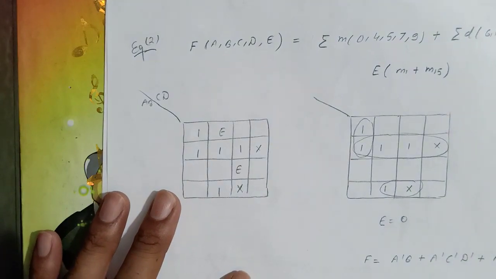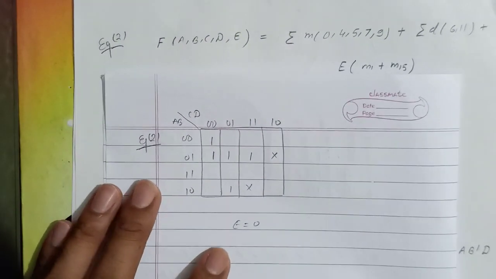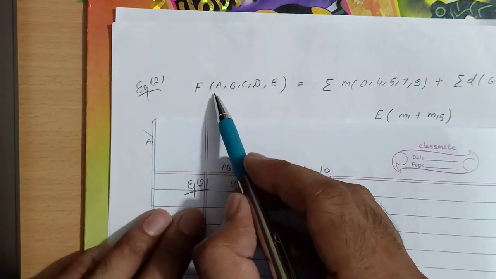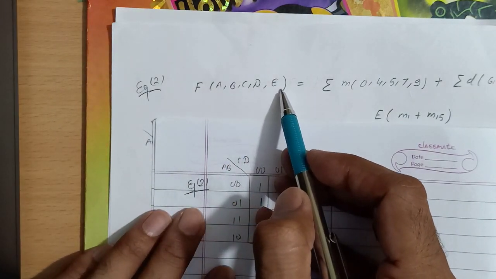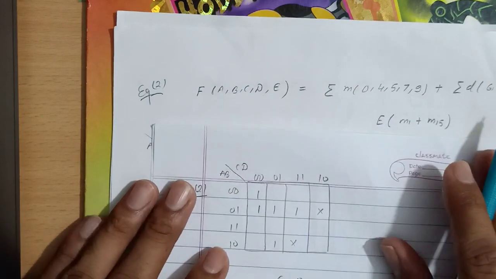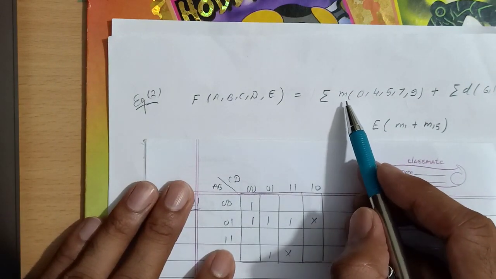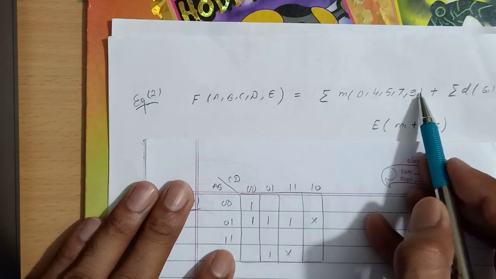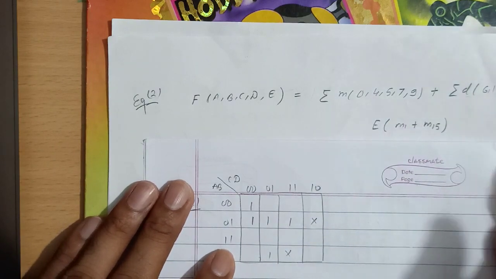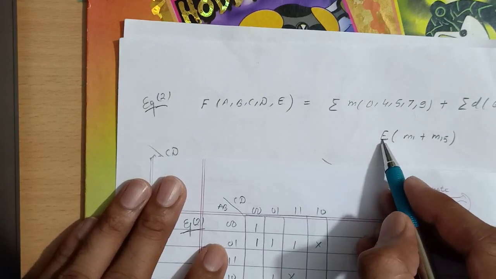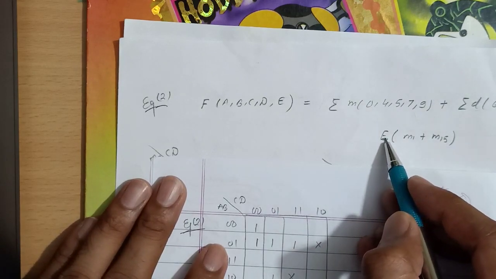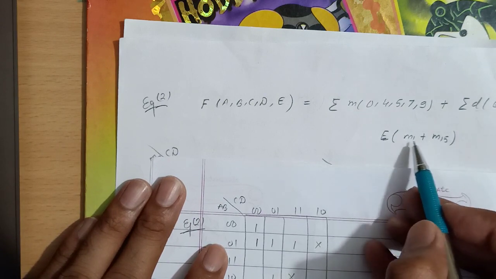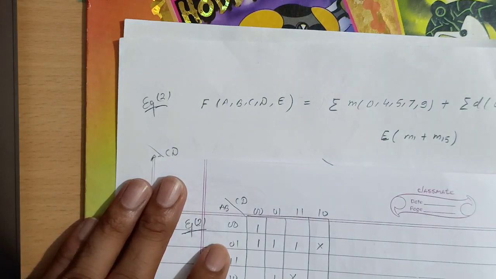Okay. So here this is the 5 variable switching function. This function is written like this. This is the summation of these minterms plus these are the don't cares, and if this variable e is 1, then these two minterms are present, otherwise e is 0, then these two minterms are absent.